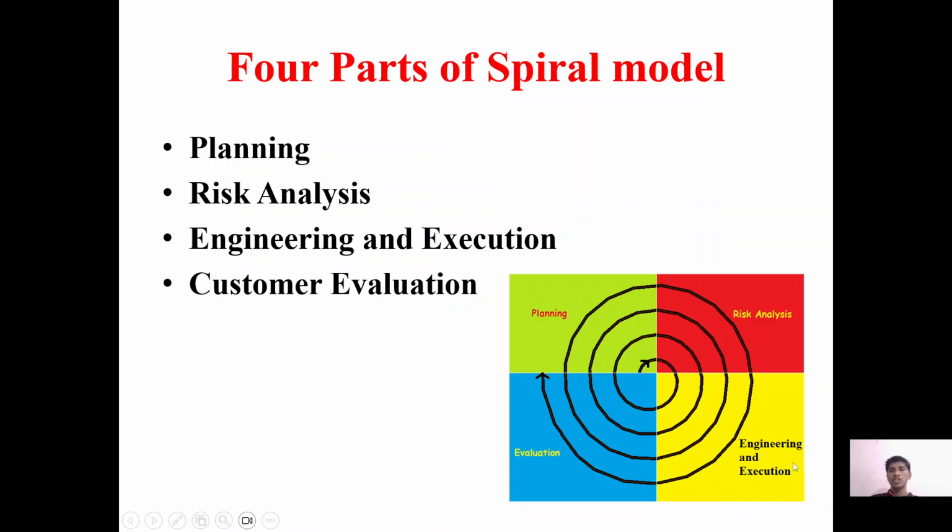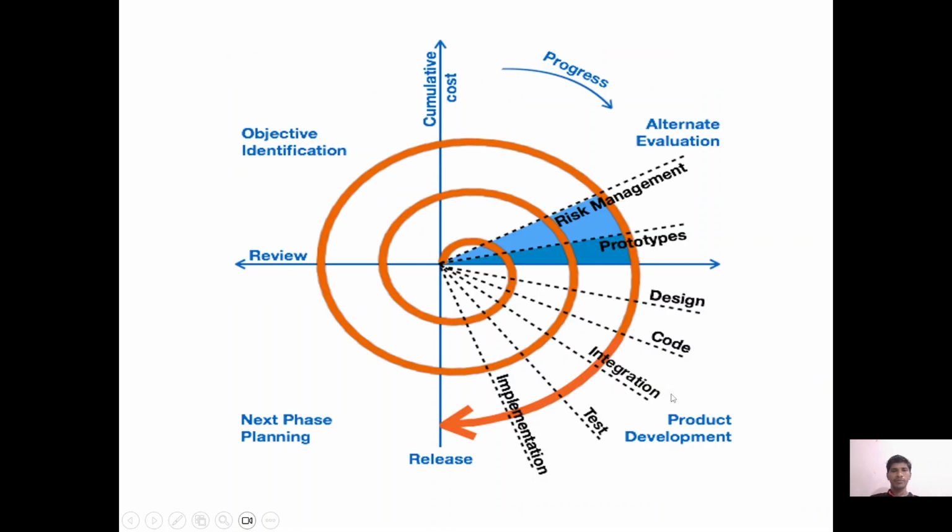Then we'll be doing the engineering and execution process. That is, the software will be developed in this part only. Next we'll have the evaluation phase. Once all three parts of the spiral are over, you'll go for evaluation, that is customer evaluation. Once the customer evaluation is satisfied, you'll go for the delivery, that is deployment of the product. So this is all about the spiral model.